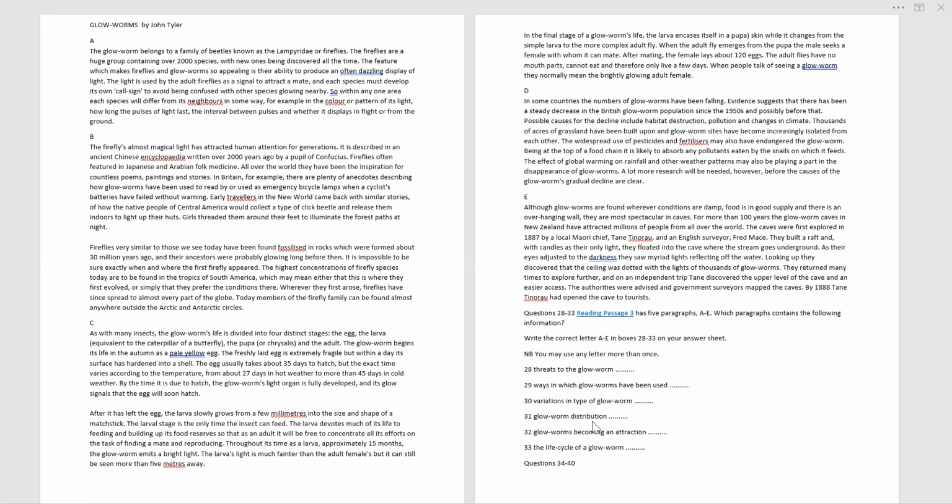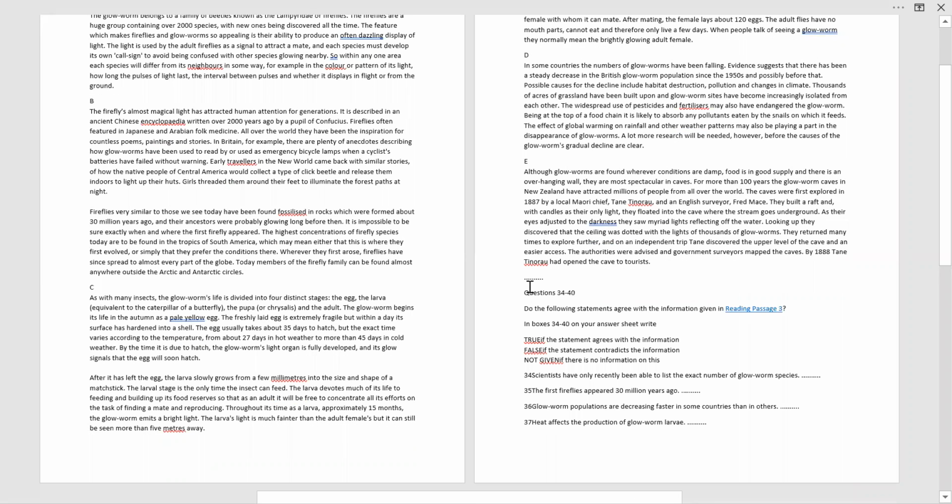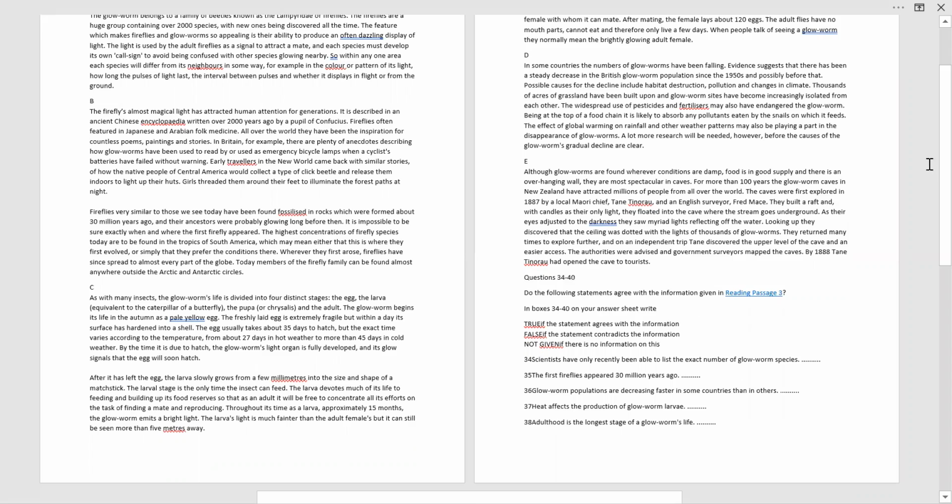And then the 32, glow worms becoming an attraction, you got it right, which is E, they're becoming an attraction. And the life cycle of a glow worm, that's the 33 question, and it is in the C paragraph: how it hatches, how many days it takes. So 33 is C and easy, because the C paragraph is all talking about the life cycle of a glow worm, right? So let's move to the next set of questions. So here you know the answers now. 34 to 40 is the blanks, I guess. Yes, I think so.